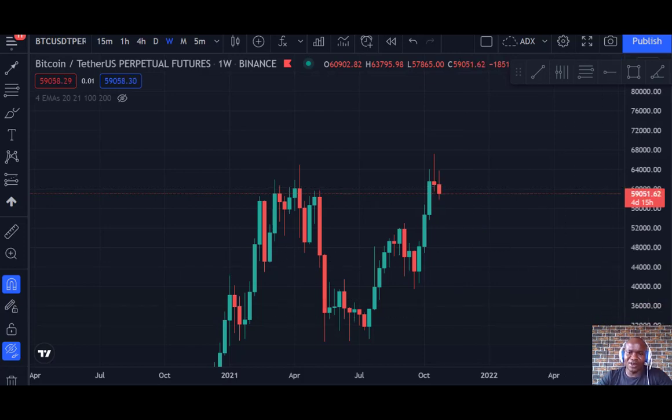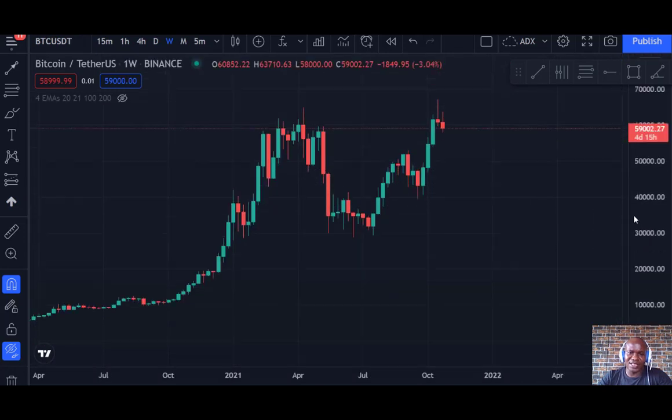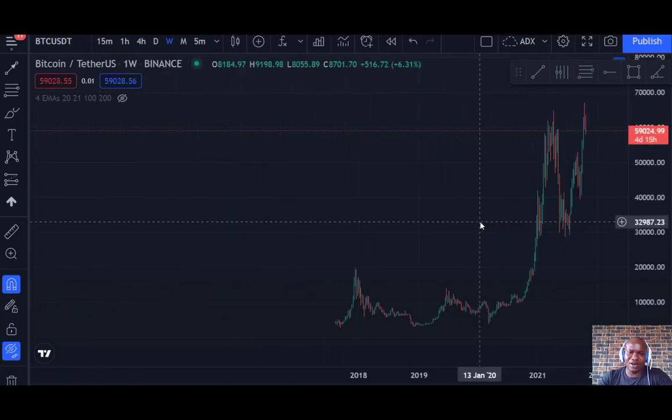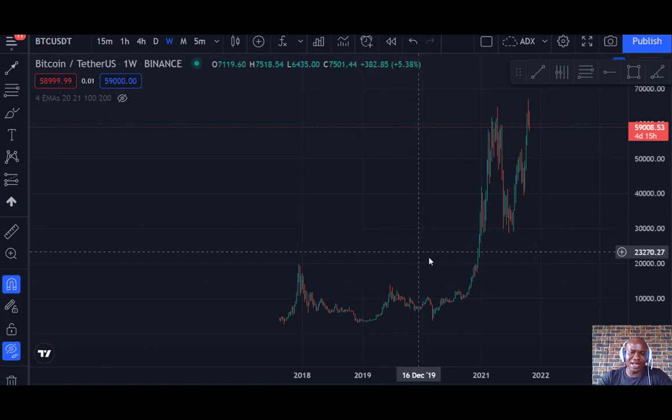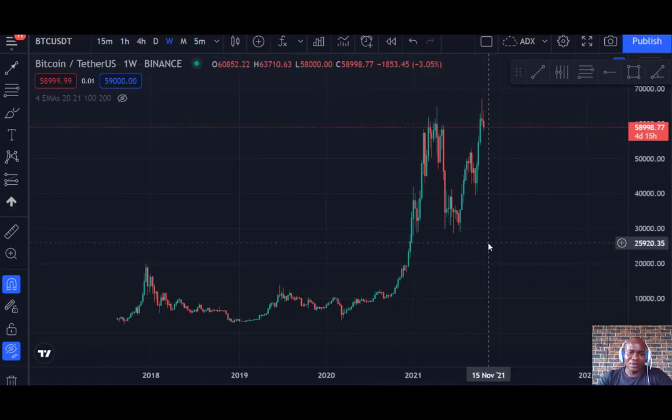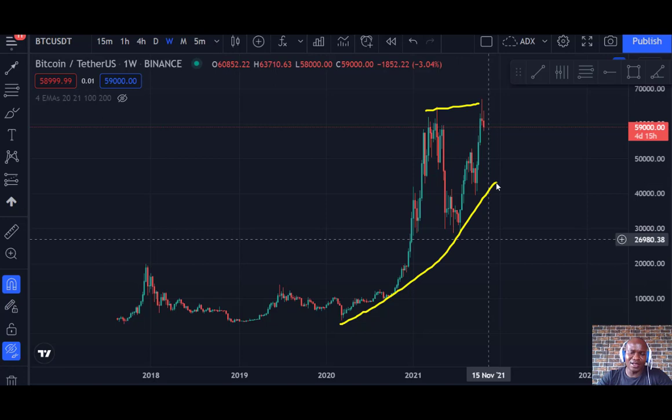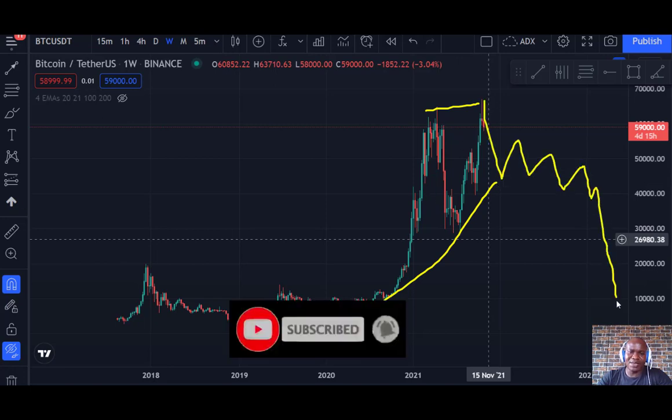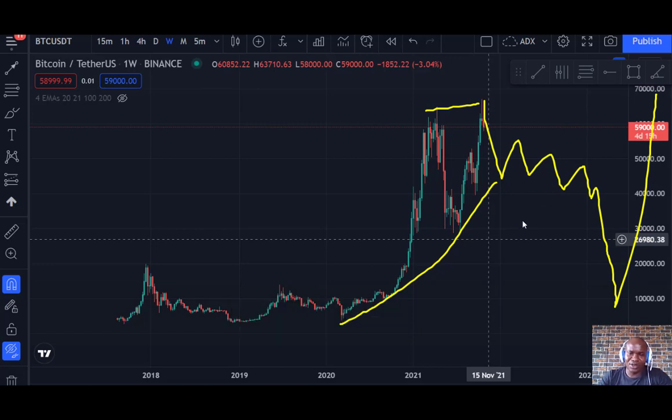Now, if you take a look at Bitcoin, let me take this other chart that has more data. If you take a look at Bitcoin from a bigger time frame, you can see that tagging this all-time high might mean that this move is over. Okay, this move is over, and we are expecting a bigger move like this. Who knows? It's possible.